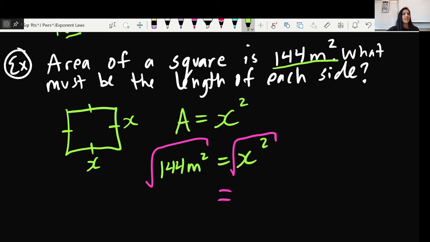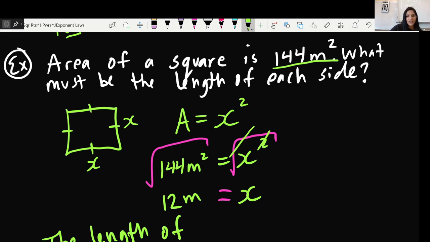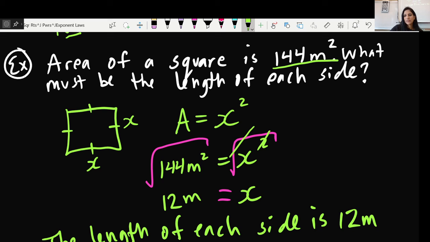Let's think our way through this. What is the square root of x squared? They're complete opposites, so it's like we just crossed those off and I have x there. What is the square root of 144? 12. And if meters squared was the unit for area, what is it for just the one side? It's just meters. So x equals 12 meters. So we would say the length of each side is 12 meters. Good? Which Mason said about 5 minutes ago.